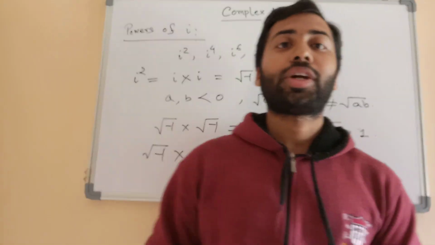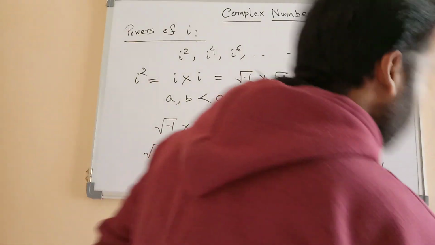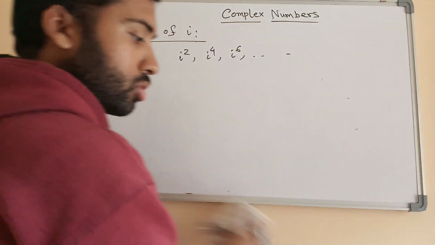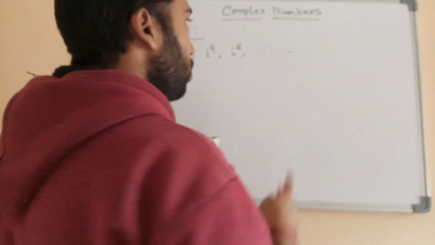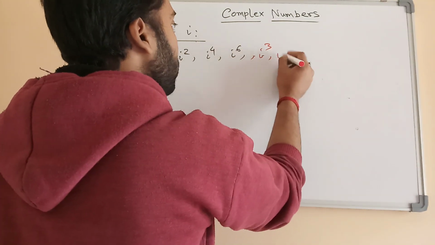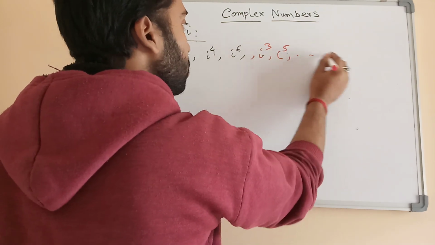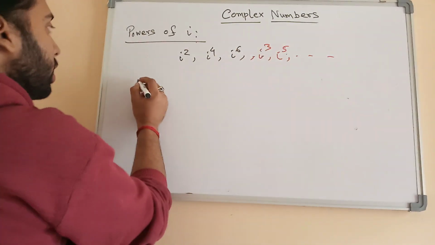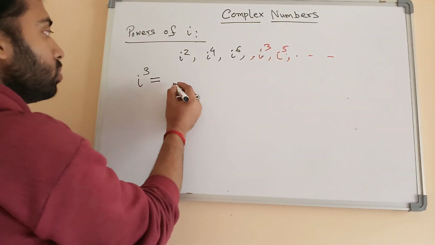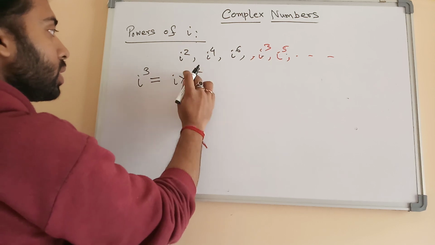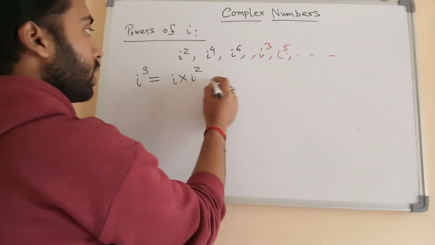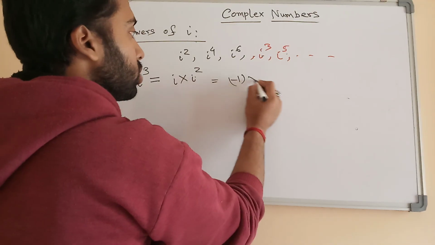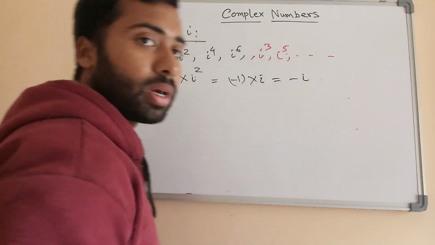Okay, so next I am trying to find the value of i cube. Actually I should include i cube, i to the power 5, those things also in this series. So let's try to find the value of i to the power 3 or i cube. So i cube equals i into i square. We can write it as this. We all know from the previous one that i square is minus 1. So I am getting minus 1 into i, so that is minus i.